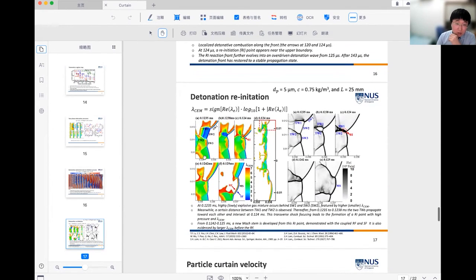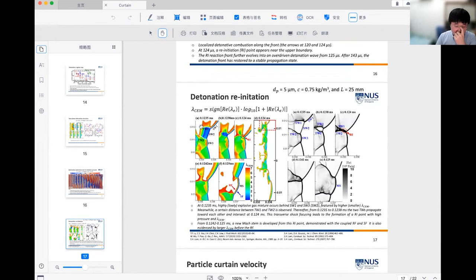The left figure is the eigenvalue of the chemical explosive mode, and the right figure is the pressure gradient magnitude around the reignition point. These figures are enlarged from the red box in figure D.